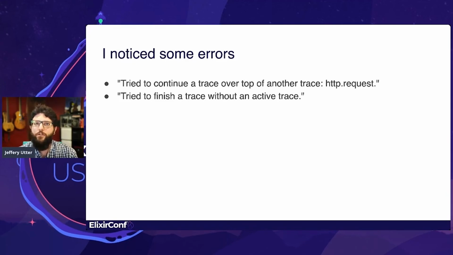Try to continue a trace over top of another trace means a trace was started, which happens at the beginning of a web request, and then another one was started again before it finished. A process can only handle one request at a time. So that's strange. It's like it's not cleaning up. It's not finishing the trace. And the other one, tried to finish a trace without an active trace, would only happen if a trace was never started, or a trace was started and then finished again. So this seemed curious to me.